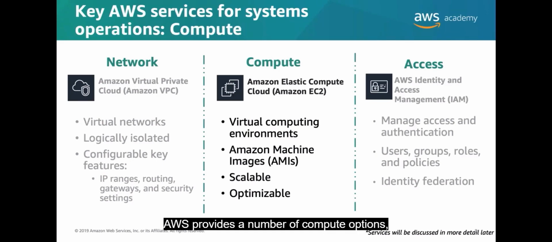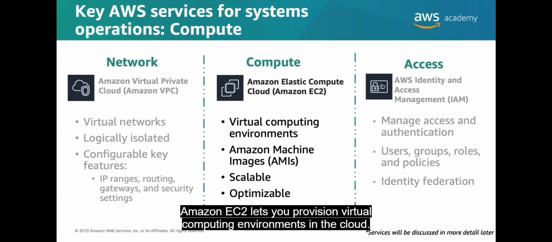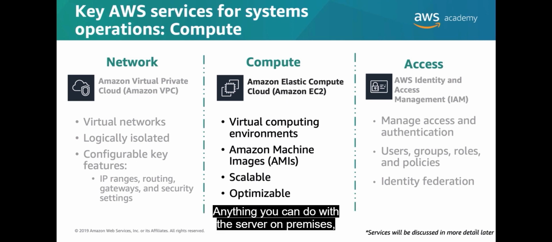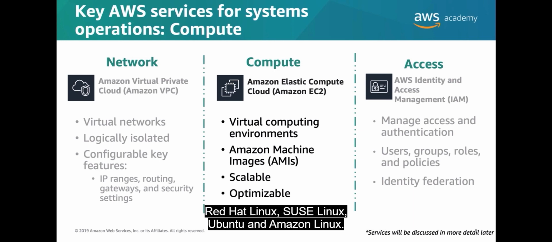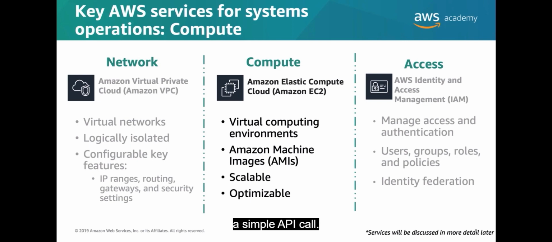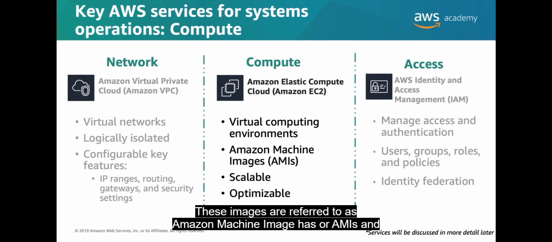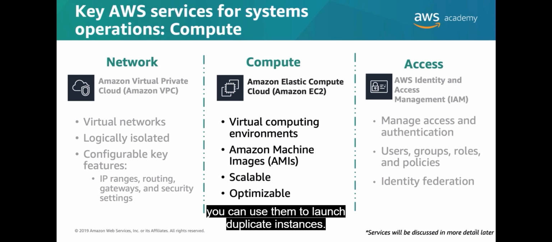AWS provides a number of compute options. Amazon EC2 lets you provision virtual computing environments in the cloud. Anything you can do with a server on-premises, you can also do with an Amazon EC2 instance. Most server operating systems are supported, including Microsoft Windows, Red Hat Linux, SUSE Linux, Ubuntu, and Amazon Linux. You can create images of the servers at any time with a few clicks or a simple API call. These images are referred to as Amazon Machine Images, or AMIs, and you can use them to launch duplicate instances.